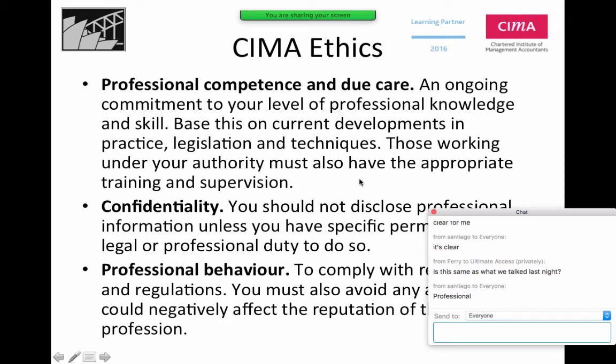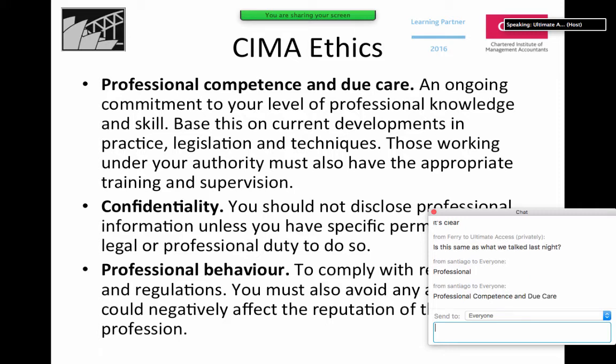We will come up with a lot of issues around professional competency and due care. Anything else? Anything else that you guys think? Like professional behavior?